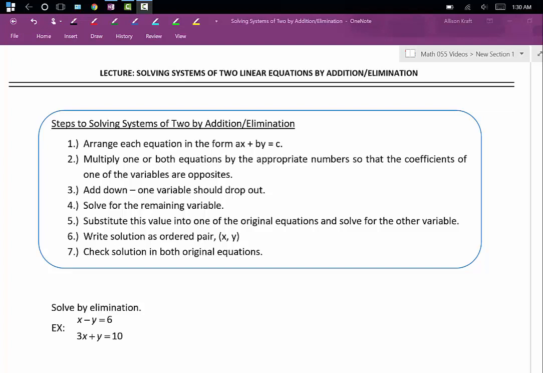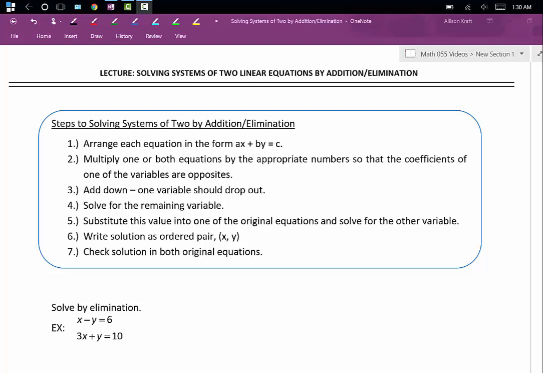In this video, we'll be learning to solve systems of two linear equations by the addition method, sometimes called the elimination method. I actually like both names because we're going to add, and during that addition, we're going to eliminate a variable.